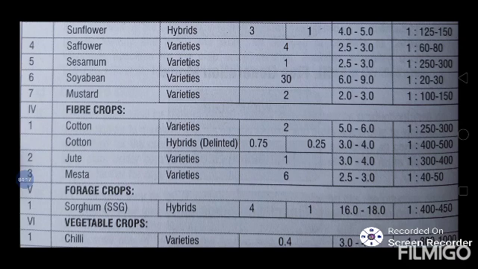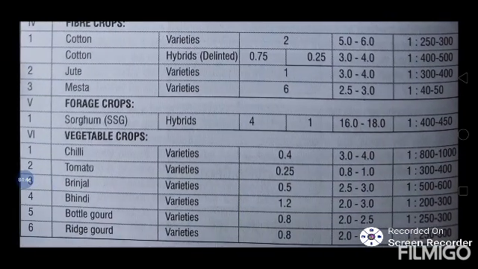In jute, 1 kg seed is required, 3 to 4 quintals is the yield per acre, then 1 is to 300 to 400 is the seed multiplication ratio. Mesta. Here 6 kg seed is required to sow for 1 acre of land. 2.5 to 3 quintals is the yield per acre. Then the multiplication ratio is 1 is to 40 to 50.